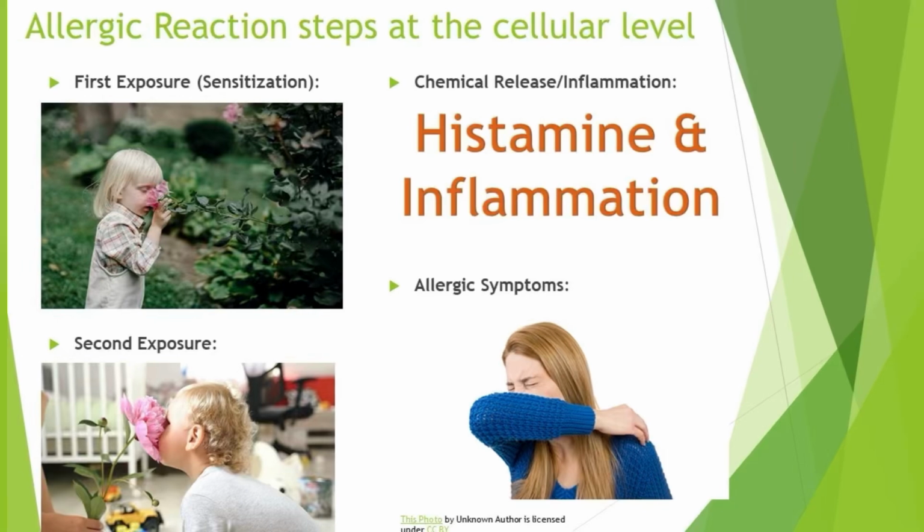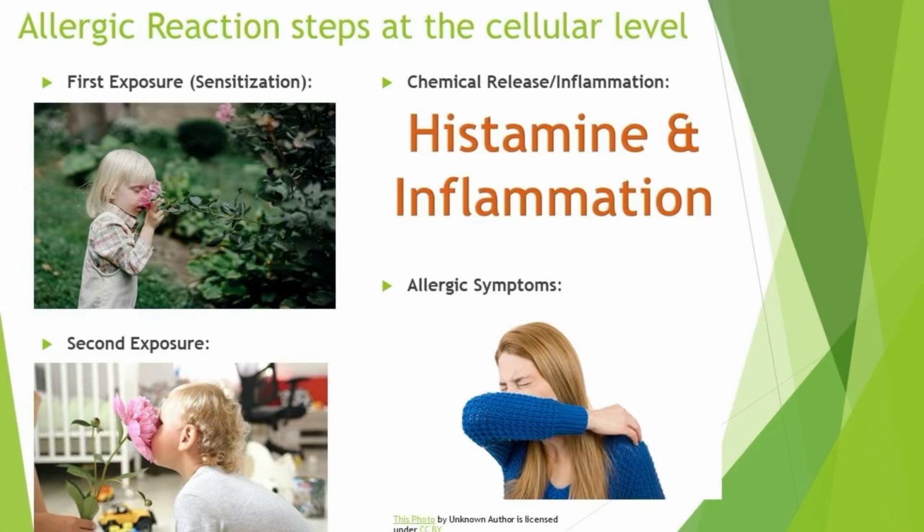Let's dig in to the allergic reaction steps at the cellular level as well. Again, thinking back to pathophysiology. So we have our first exposure, which would be the sensitization, and that is in the top left picture. So as an example, let's say you have a flower and you're sniffing that flower for the first time, and your immune system mistakenly thinks that the flower's pollen is dangerous. And we all know normally it's not something that would be dangerous, but for some people, their immune system starts attacking, and they may think that pollen, that allergen, is dangerous.